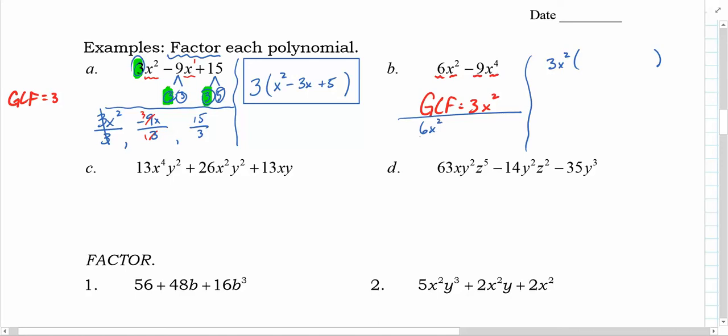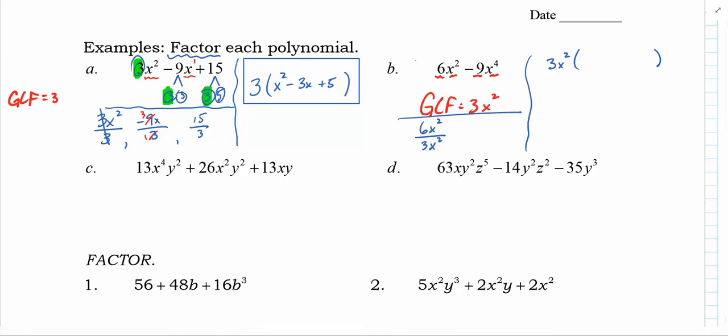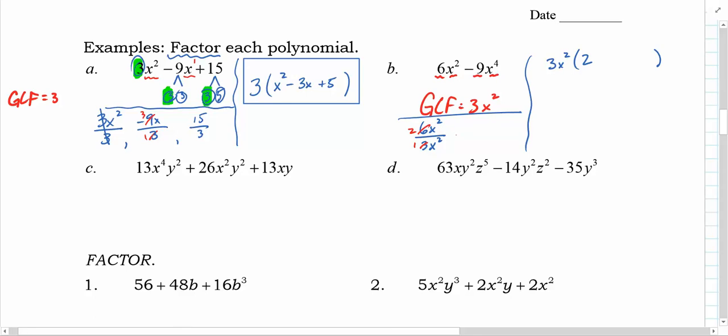So 6x squared divided by 3x squared. Well, 6 divided by 3 reduces to 2 over 1, or just the number 2. And x squared divided by x squared is x to the 0 power, which is equal to the number 1. So I have 2 times 1, or just 2, left behind.